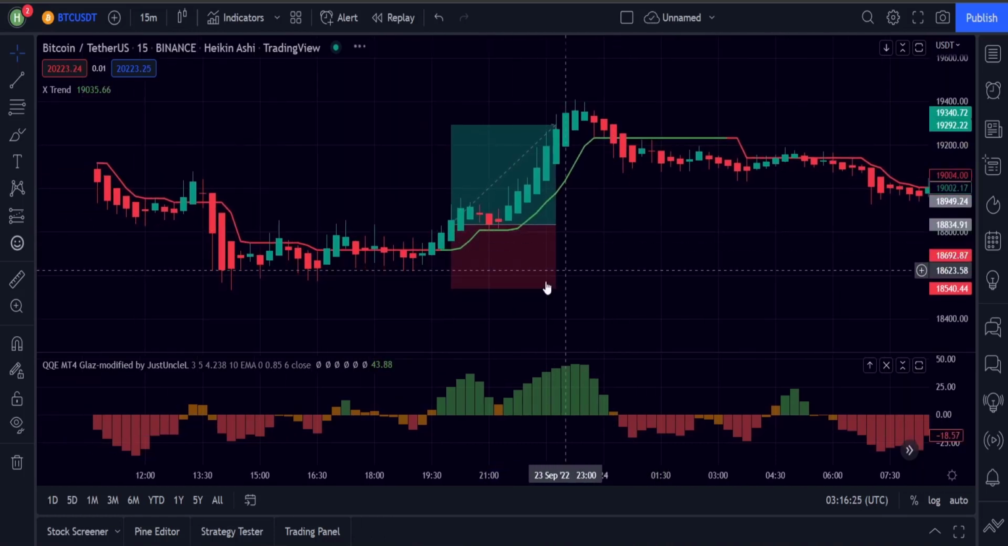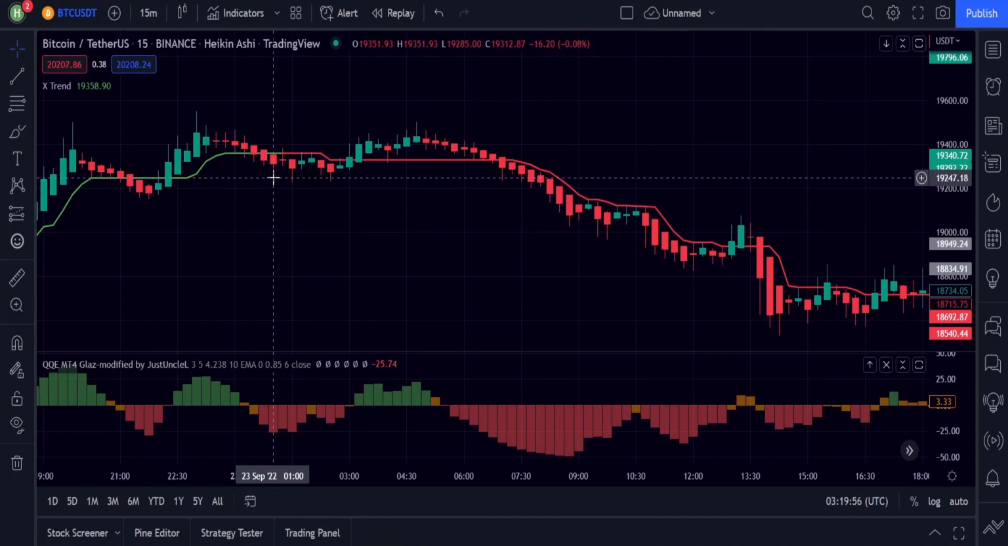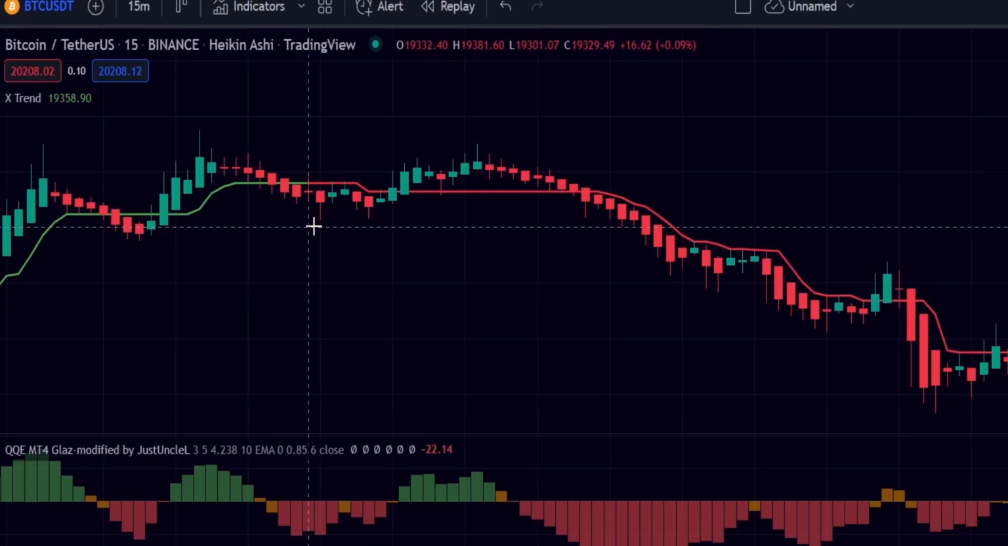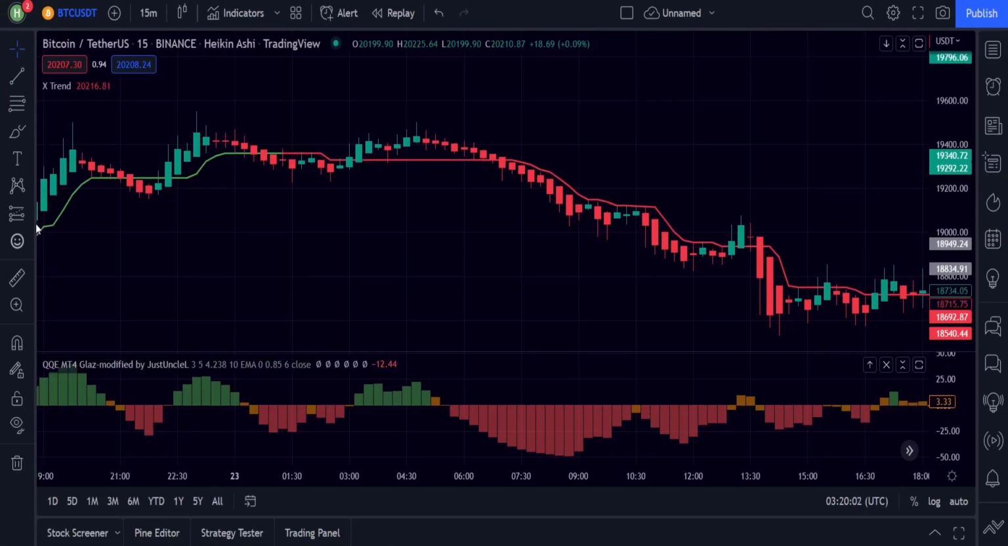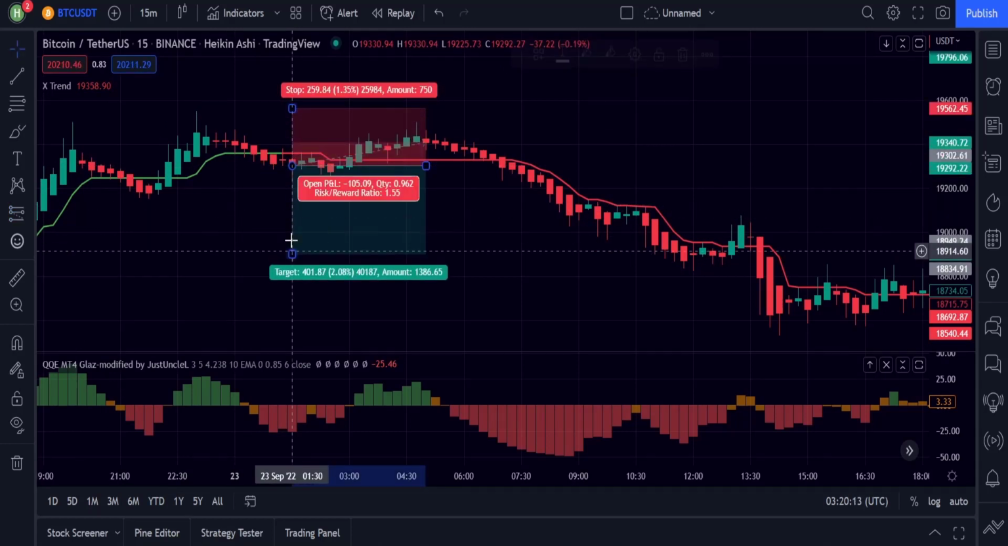Now let's have a look at a few examples for a sell trade. As explained earlier, all the rules here are fulfilled. As we can see, the line changes from green to red here, the candle is red, and the histogram's red color confirms entry for a sell trade. So we'll get in this trade here, set our stop loss at the recent swing high, and this also would have been a successful sell trade.